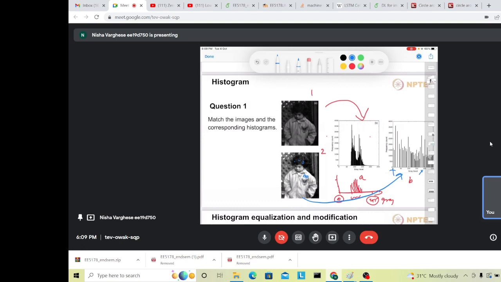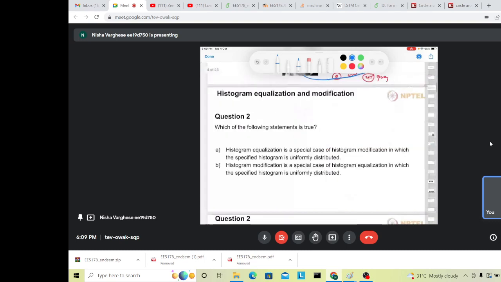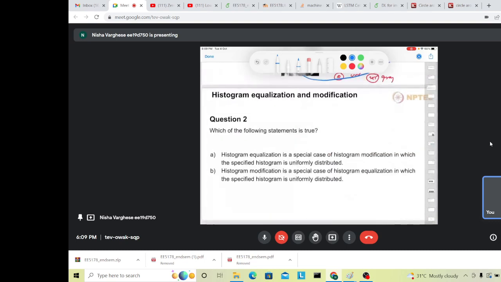Then about histogram equalization and modification. Which of the following statements is true? Histogram equalization is a special case of histogram modification in which the specified histogram is uniformly distributed. Which one is the general definition, histogram modification or histogram equalization? And the second statement is histogram modification is a special case of histogram equalization. So the answer is A. Histogram equalization is a special case of histogram modification.